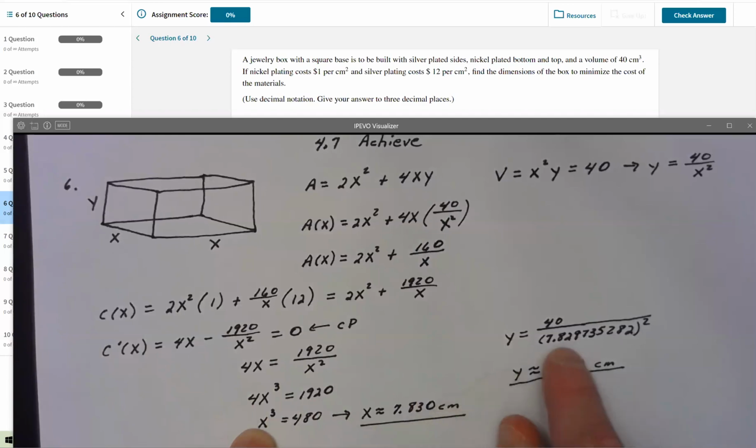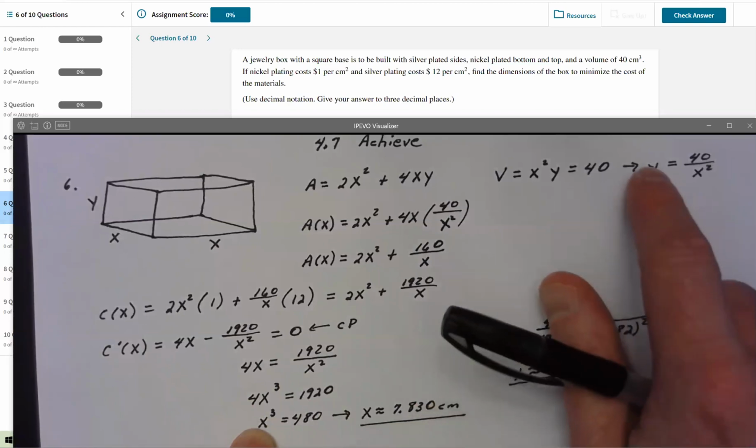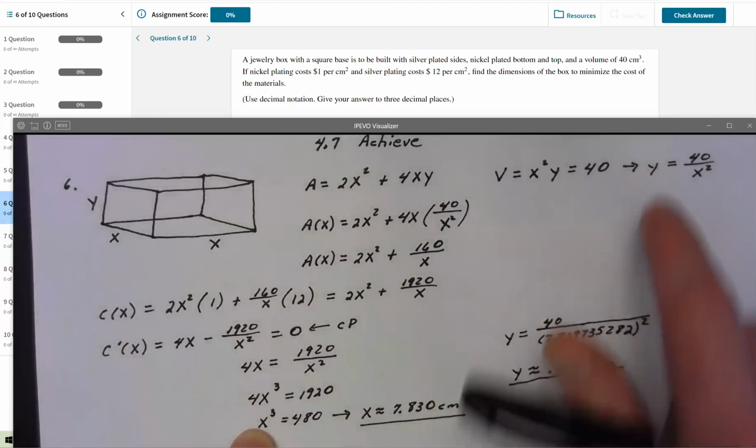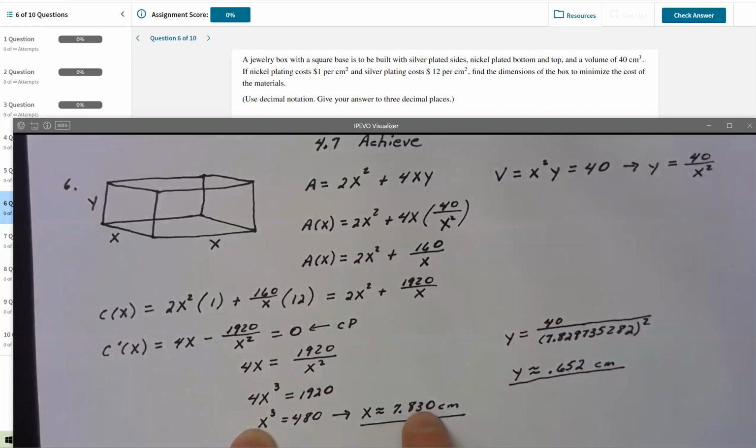It came out to be 7.829735, rounded to 3 decimal places, that went to 7.830. Now, in order to find the height of the box, I had to plug this x value in, and I didn't want to plug the rounded value in. So you'll see here for y, I plugged my full answer there. That's the cube root of 480. I divided 40 by that number squared, and I got my y value of 0.652.